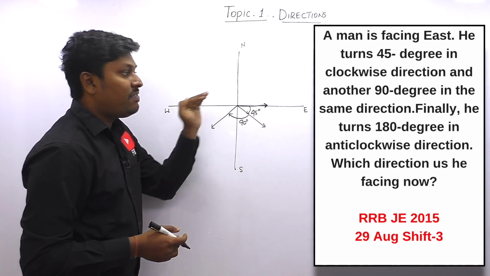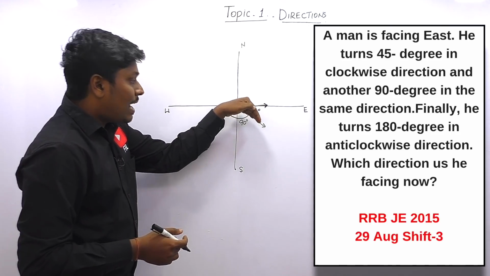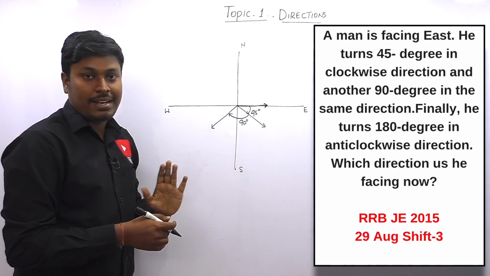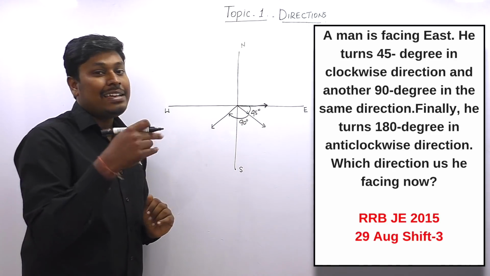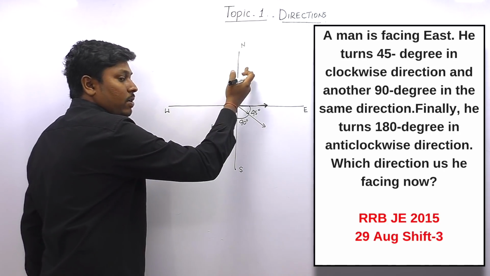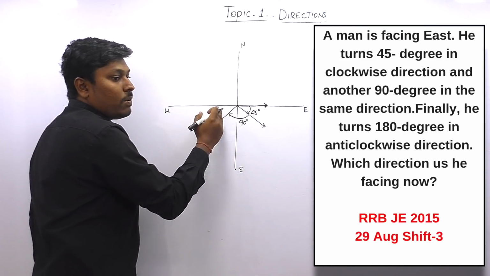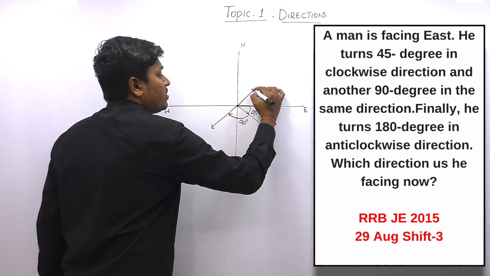A man initially facing east, then he turns 45 degrees in a clockwise direction and another 90 degrees in the same direction, which means another 90 degrees in a clockwise direction. Finally, he turns 180 degrees in an anti-clockwise direction. So we know that this will be clockwise and this will be anti-clockwise. So from this point, he is turning 180 degrees in anti-clockwise direction. So anti-clockwise direction 180 degrees, just opposite to it.